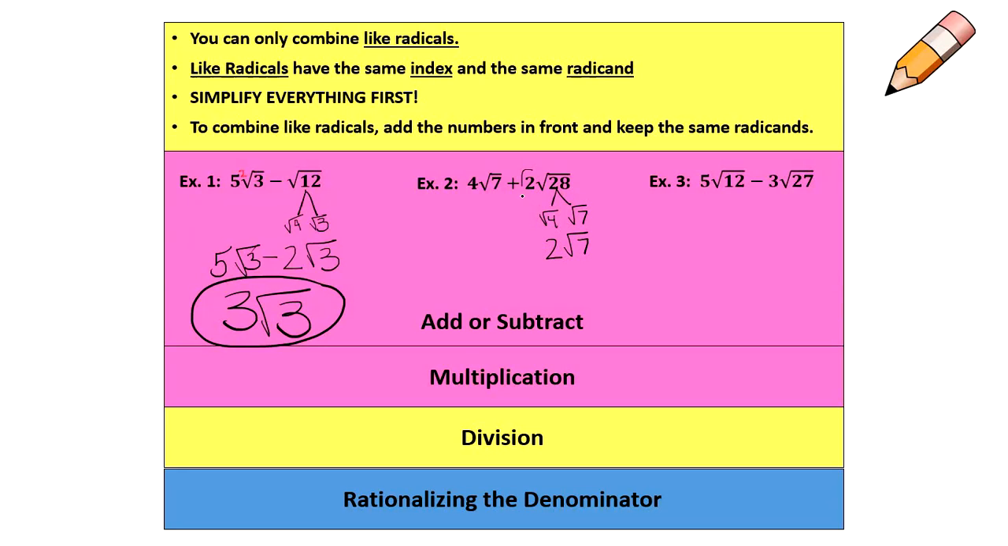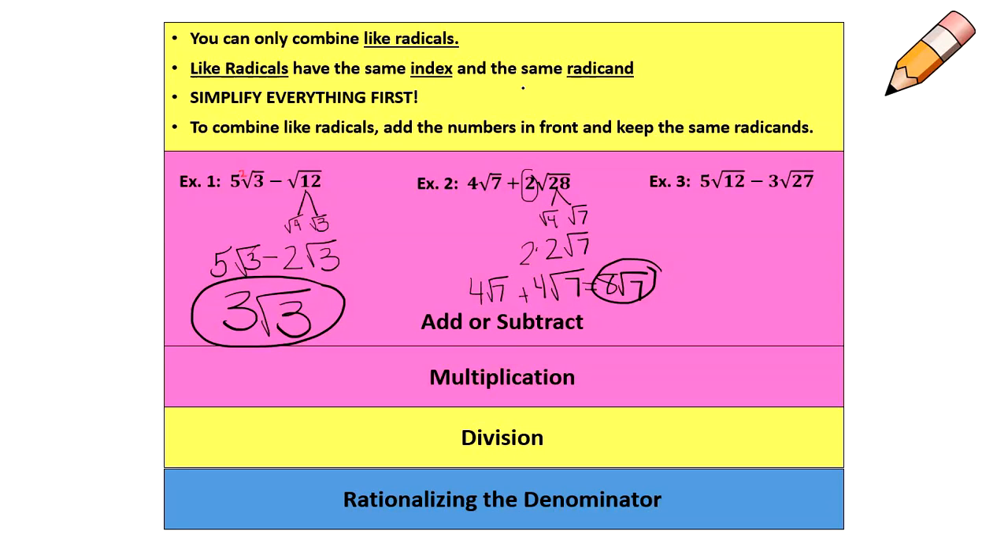But notice, guys, there was originally a 2 out here. So this is technically 2 times 2 square roots of 7, because 2 square roots of 7 is the square root of 28. So I would have 4 times the square root of 7, and I can add on 4 square roots of 7. So now, like radicals. No worries now. Let's add. 4 plus 4, 8 times the square root of 7, or 8 square roots of 7.